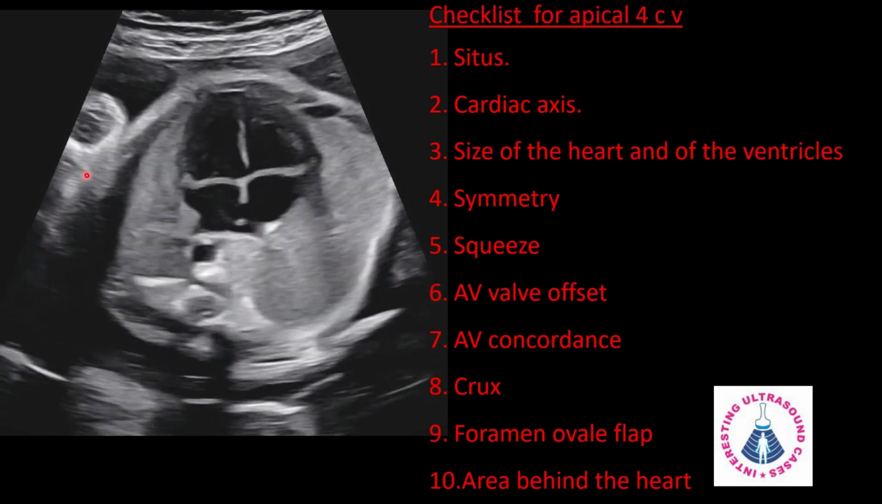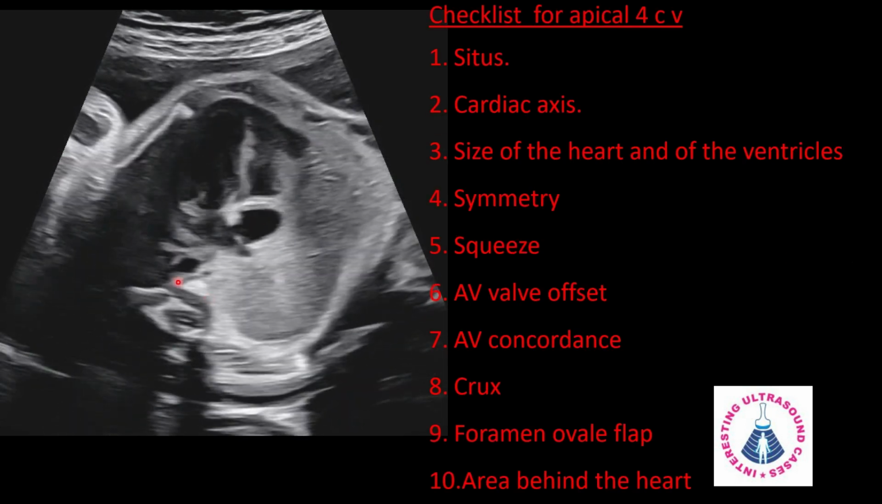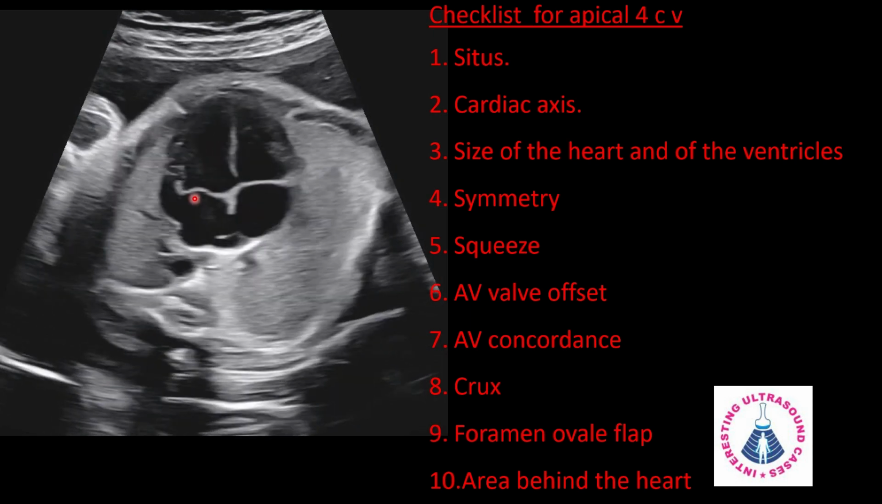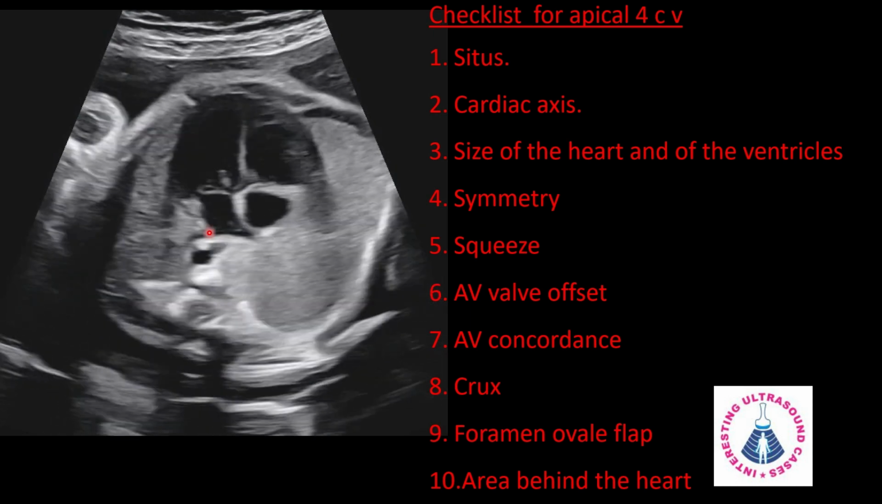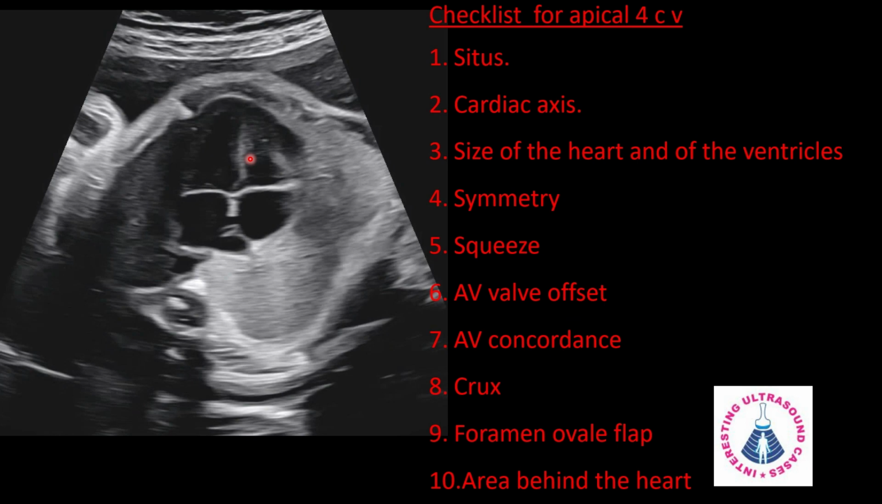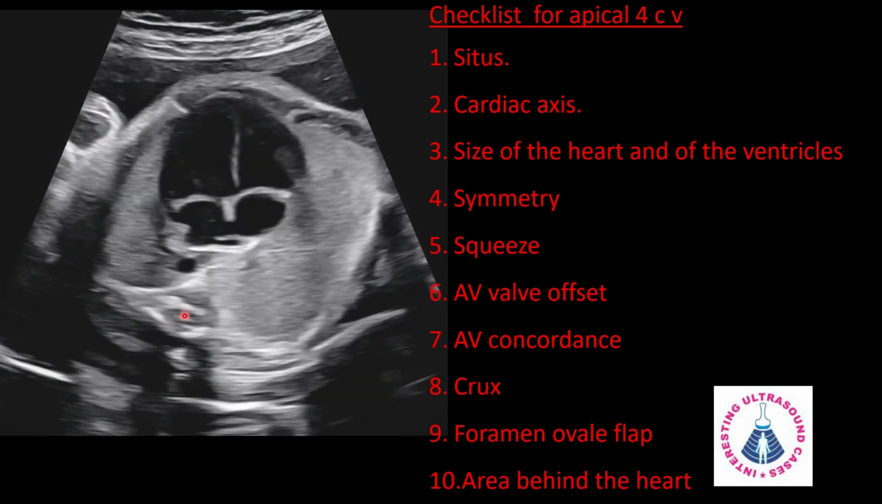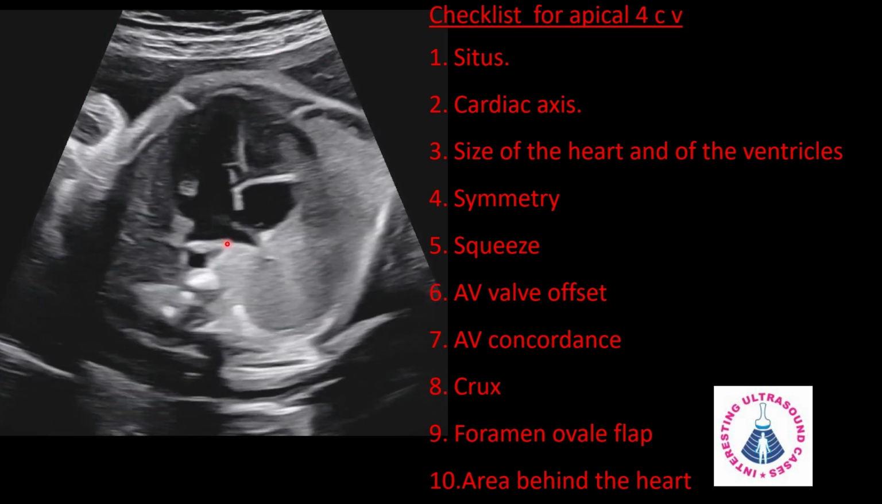Certain checklist we have to follow in apical four-chamber view. What is the checklist? First is the situs. We have already determined the situs to be normal. Then the cardiac axis. The cardiac axis here is normal.